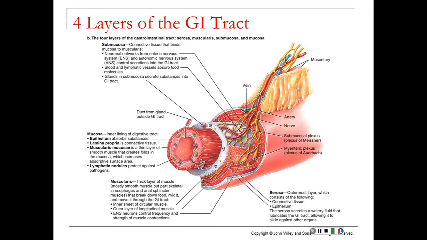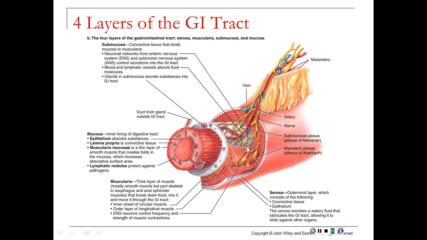There's an inner layer of circular muscle and an outer layer of longitudinal muscle, and you can kind of see that, a circular muscle and a longitudinal muscle. These two layers are going to contract in different ways to either narrow or constrict the lumen, as well as to push and propel food through the lumen.